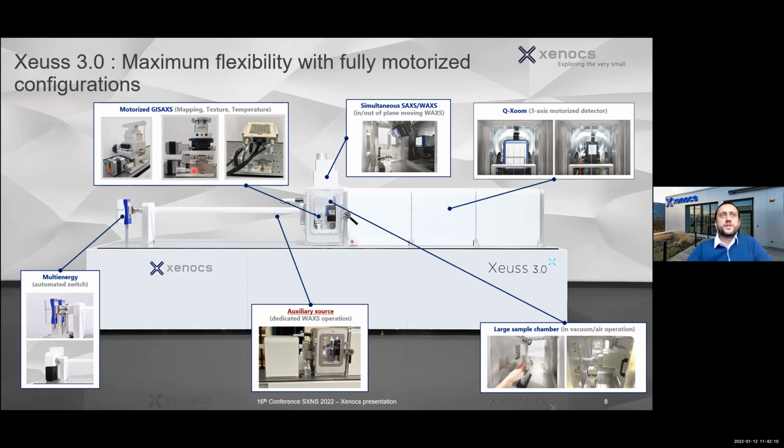We have various grazing incidence stages to perform mapping, texture analysis, and temperature studies, including in a controlled gas environment. We have different options for the X-ray sources. Our standard is low-maintenance microfocus sources, where you can have different energies and switch between them. But we can also provide the high brightness metal jet source from Excillum and combine it with microsources. This system also has a very large sample chamber.